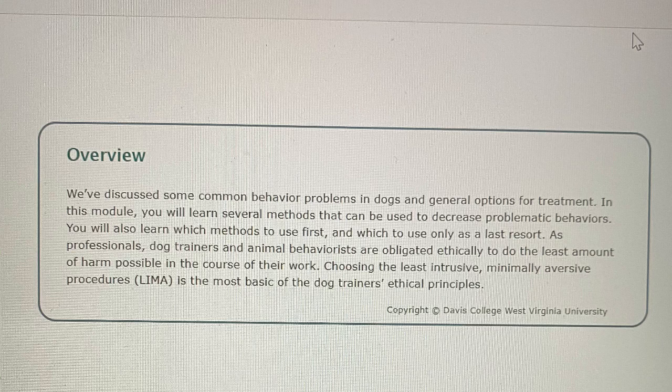As professionals, dog trainers and animal behaviorists are obligated ethically to do the least amount of harm possible in the course of their work. Choosing the least intrusive, minimally aversive procedures, LIMA, is the most basic of the dog trainer's ethical principles.